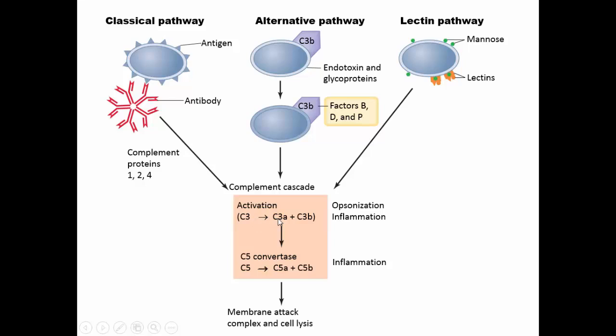Along the way, we have some components that can tenderize the bacteria to make phagocytosis easier. We have a couple of components that will stimulate inflammation and enhance inflammation. But when we get the full cascade, we poke a hole in the offending cell.